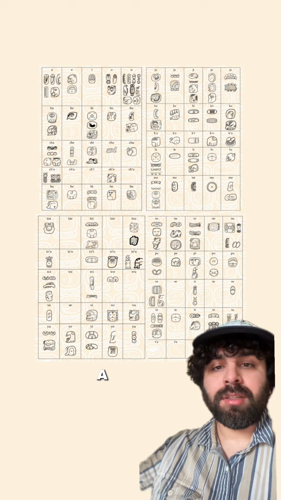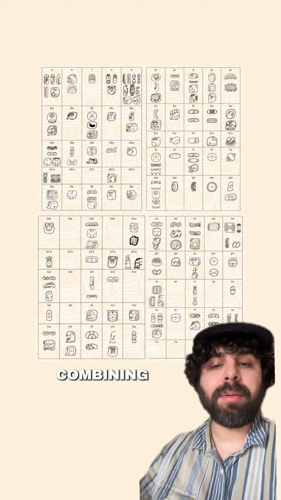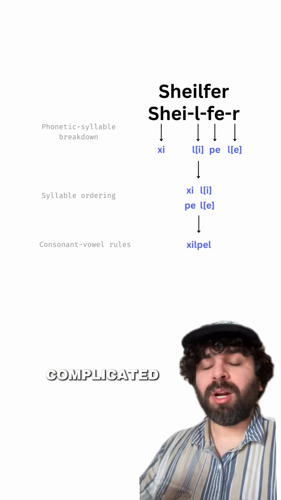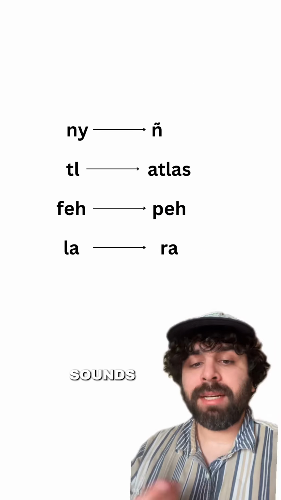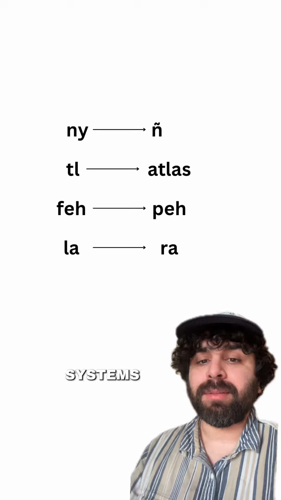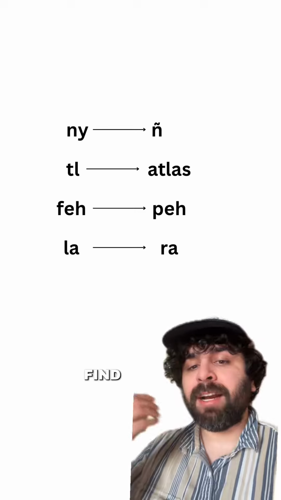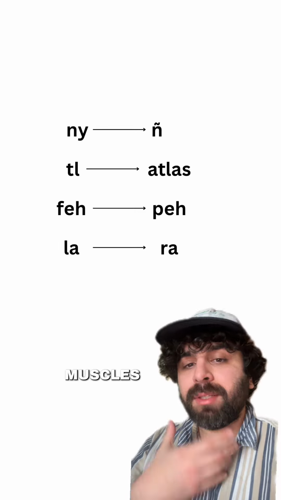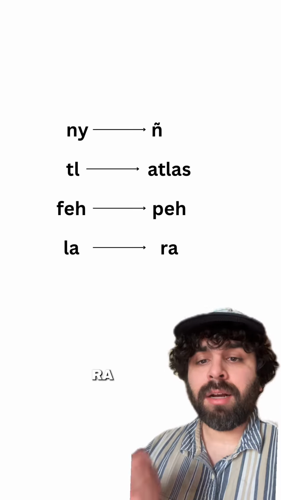At that point, it's really just a matter of parsing through the actual combinations or the syllables and then combining it to one glyph. But what about a more complicated name like Shelfer in English or Chelfer in Spanish? So some sounds aren't going to exist in certain language systems, like the R sound in English isn't really that common. So you have to find phonetic matches that use similar muscles and movements. So fe becomes pe, ra becomes la.